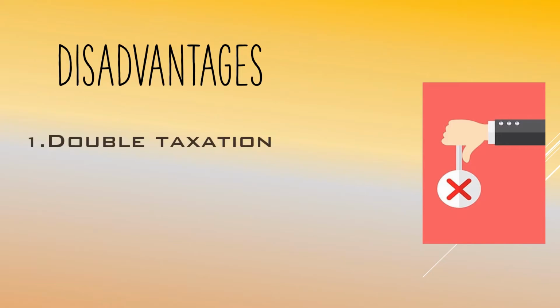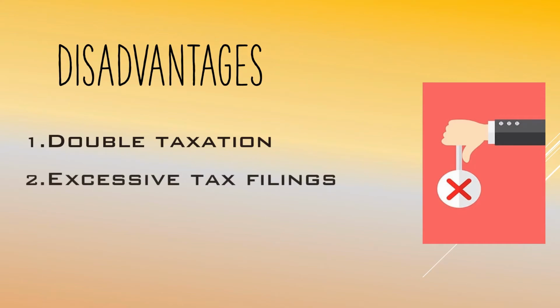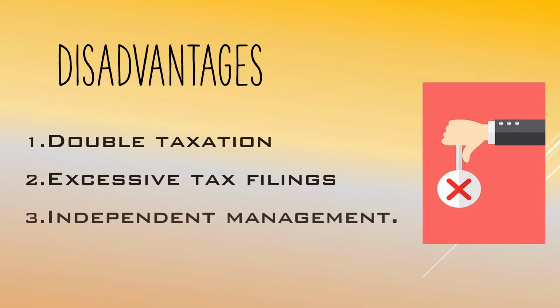Disadvantages of a corporation. First is double taxation. Depending on the type of corporation, it may pay taxes on its income, after which shareholders pay taxes on any dividends received, so income can be taxed twice. Next is excessive tax filings. Depending on the kind of corporation, the various types of income and other taxes that must be paid can require a substantial amount of paperwork. Lastly, independent management. If there are many investors having no clear majority interest, the management team of a corporation can operate the business without any real oversight from the owners.